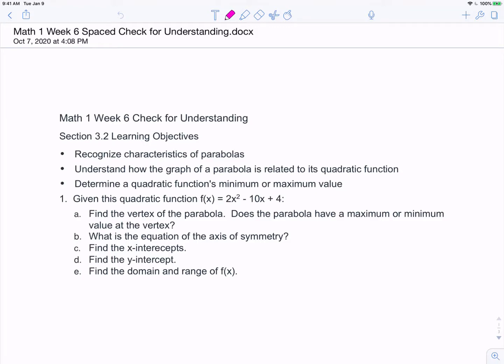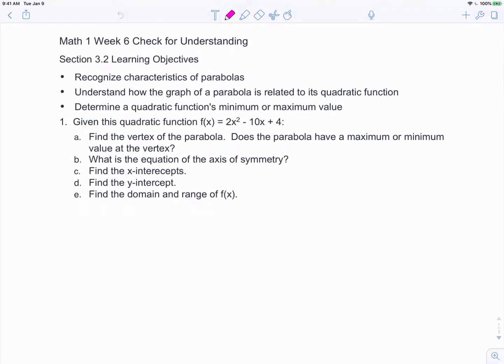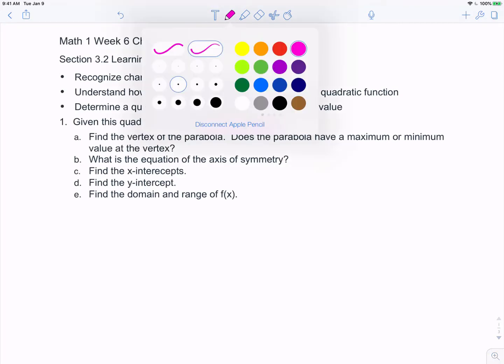So here's part 1 of the video solutions to our week 6 check for understanding. Section 3.2 was all about quadratic functions, and the first function we have here is f of x equals 2x squared minus 10x plus 4. And the first thing we'd like to do is find the vertex of the parabola.